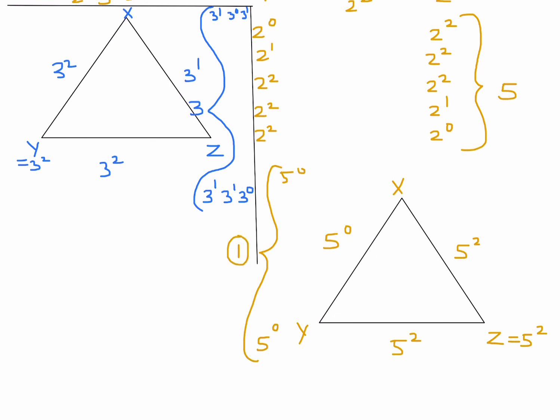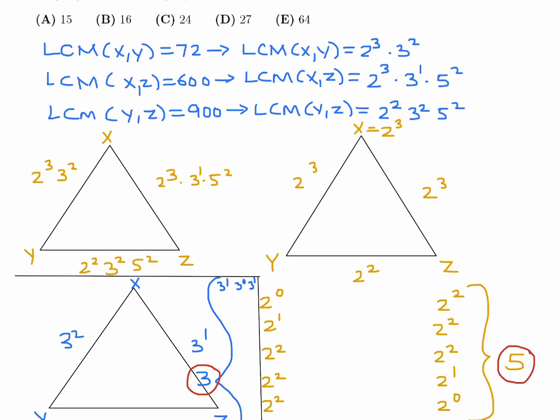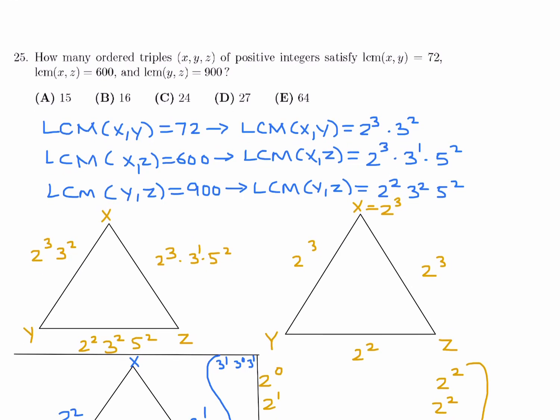So that means I've only got one possible way of setting up X and Y with regard to powers of 5. Okay, so I'm ready to figure out the total number of cases. 5 cases for the 2's, multiply that by 3 cases for the powers of 3, and multiply that by the 1 case for powers of 5. And 5 times 3 times 1, of course, is 15. And that is the total number of ordered triples X, Y, Z that satisfy the conditions of the question. So number 25, the answer is A.